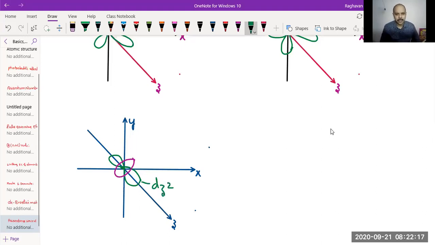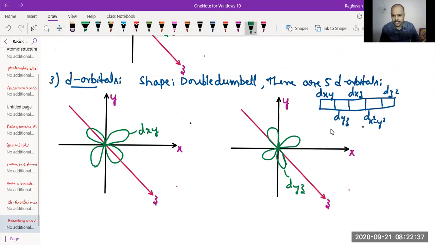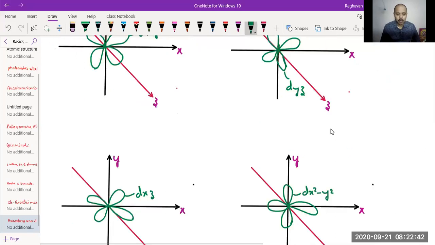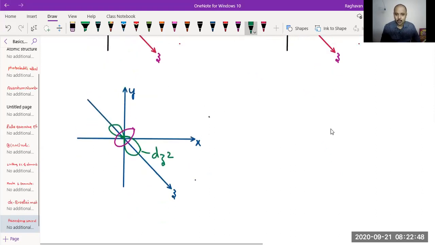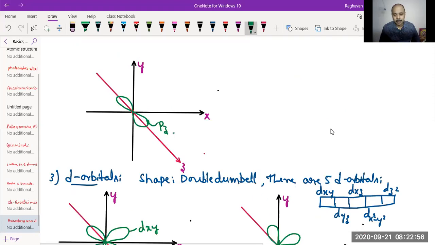Okay, so these are the 5d orbitals. Can you differentiate among the 5d orbitals? What is the difference between them? What have you noted? See, three orbitals, dxy, dyz, dxz, have lobes in between the axis, whereas two orbitals, dx square minus y square and dz square, have lobes along the axis. That's the one major difference among the 5d orbitals.